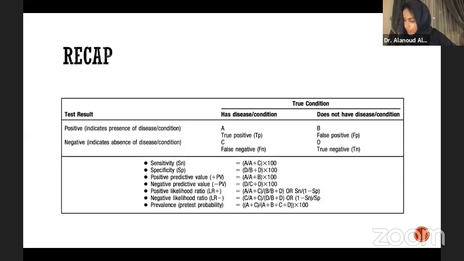And this is it, I just want to leave time for questions. Maybe we'll have 10 minutes. This is a recap of sensitivity, specificity, and all the measures for validity.